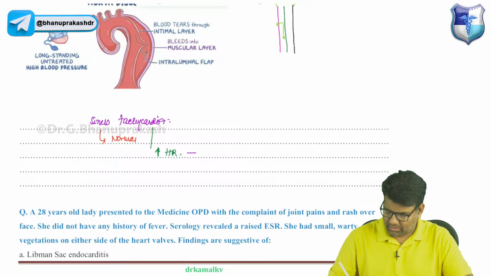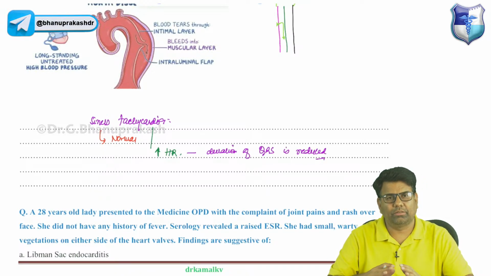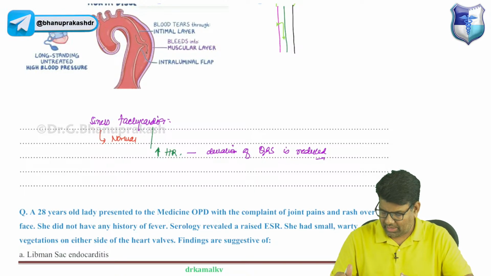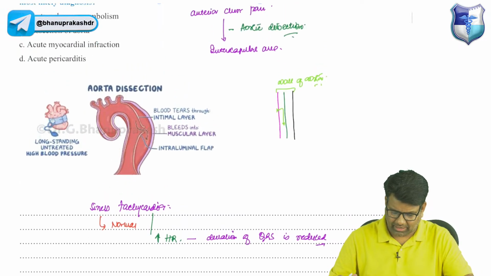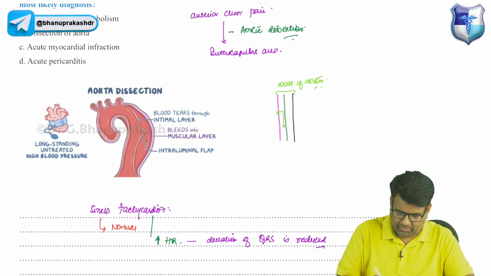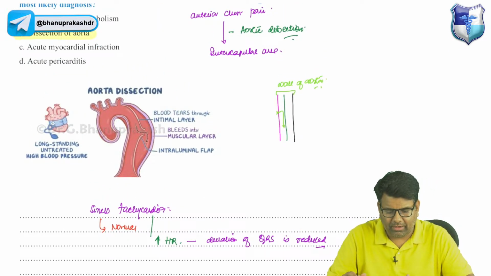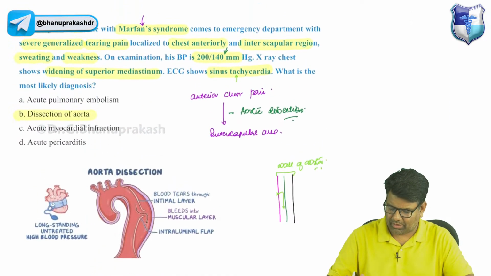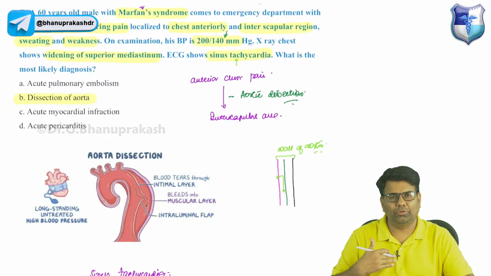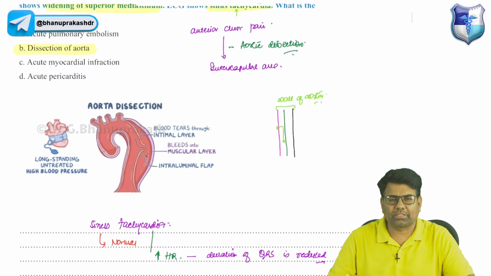If you check the ECG, you can see that the duration of QRS is reduced, right? Otherwise, the waveform pattern, all waves are normal. It is just that the heart rate is more, and it is reflected as shortening of the duration of the QRS complex. So this is sinus tachycardia. So this is a classical presentation for aortic dissection: typical complaints of anterior chest pain, tearing, going up to the back into the interscapular region.